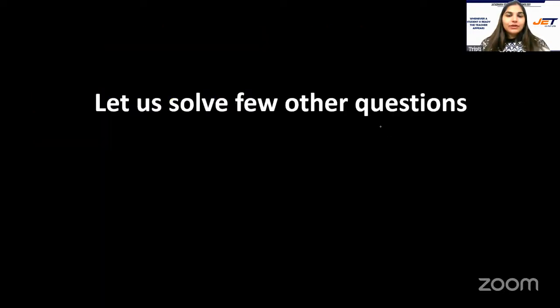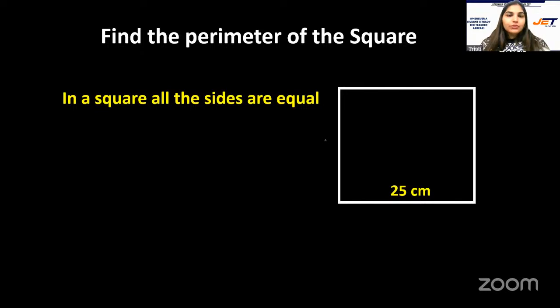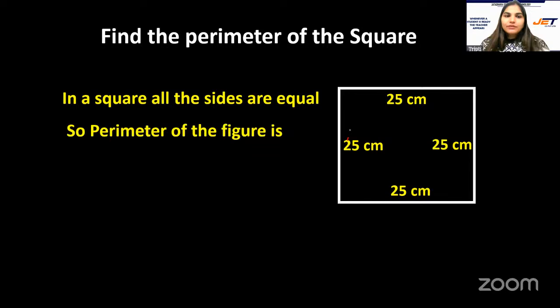Now let's solve a few other questions. So this is a square. In a square, you know that all the sides are equal. So even if one side is given, it is understood that all the sides are 25 centimeters, because in a square all the sides are equal, right? So the perimeter of the figure is 25 centimeters plus 25 centimeters plus 25 centimeters plus 25 centimeters.